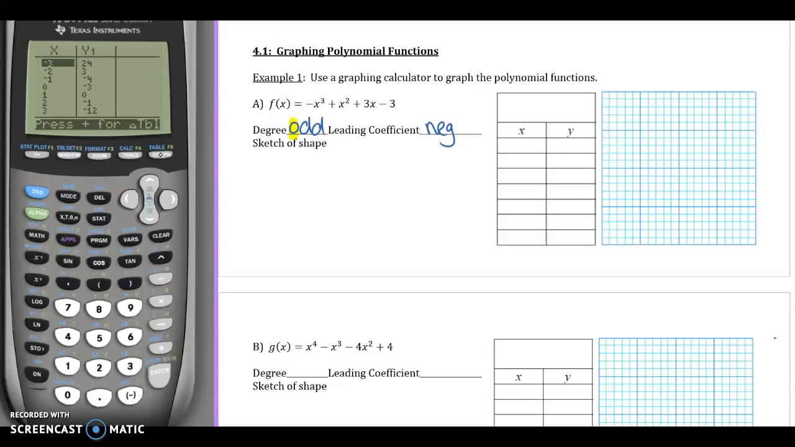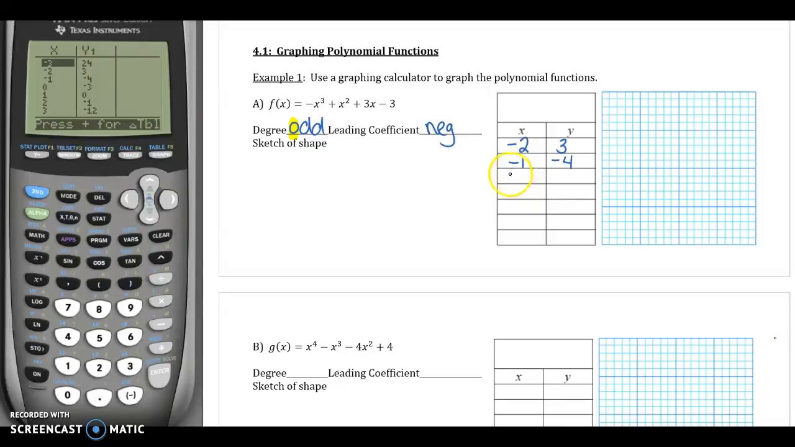We are going to record any points in this table that are going to fit on a standard -10 to 10 graph, because that's what we're going to do. You can use the up and down arrows to move up and down on this table. So I'm going to record the points (-2, 3), (-1, -4), (0, -3), (1, 0), and (2, -1).